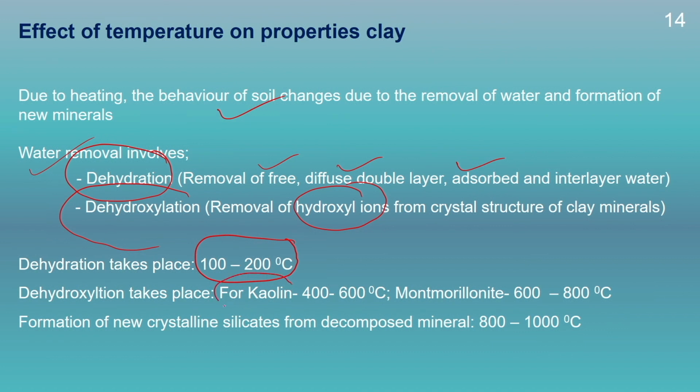Say for example, for kaolinite, this temperature can be in between 400 to 600 degrees centigrade, and for montmorillonite this can be 600 to 800 degrees centigrade. If we further increase the temperature from 800 to 1000 degrees centigrade, a new crystalline silicate will be formed from the decomposed mineral.